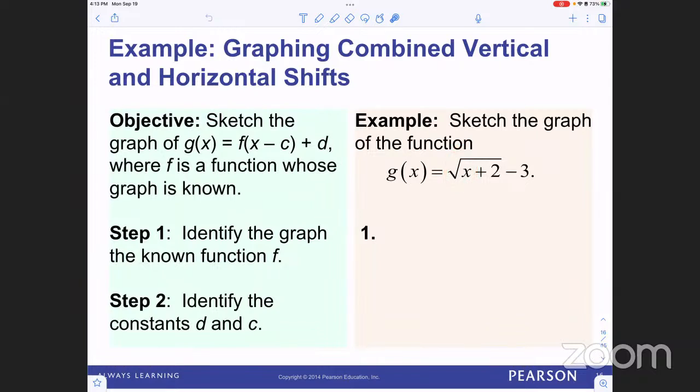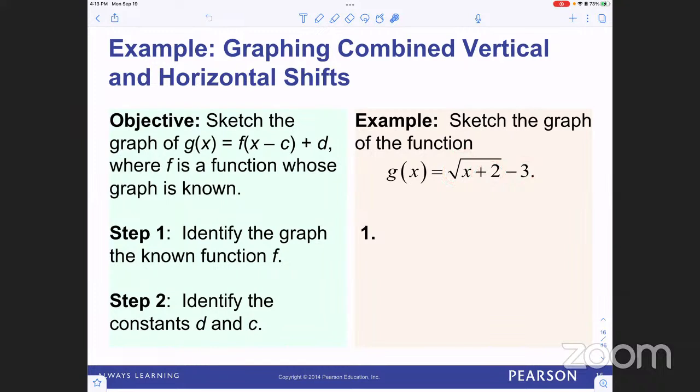Then, when we're doing multiple transformations in one graph, the recommendation is to work our way from the inside to the out. So the innermost transformation is we're adding 2 on the inside. All right, so that should cause a horizontal change and it should be the reverse of our intuition. So this is basically saying start with the top half of a sideways parabola that starts at the origin. This says to go left 2 units and then to go down 3.